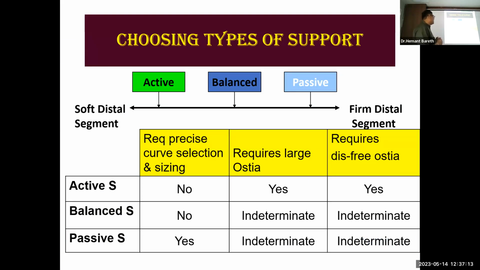So of course for active support, what are the prerequisites? Then ostium, you have to deep seat. So ostium should be large so that you can move your catheter inside it nicely, and ostium should be disease free. Otherwise, you can't deep seat. If ostium disease is there and you start deep seating, then dissection at ostium will happen and there will be more problem. But for passive, basically what you just require is proper guide selection and sizing, and that will give you a passive support. So proper selection of guide catheter will give you passive support.